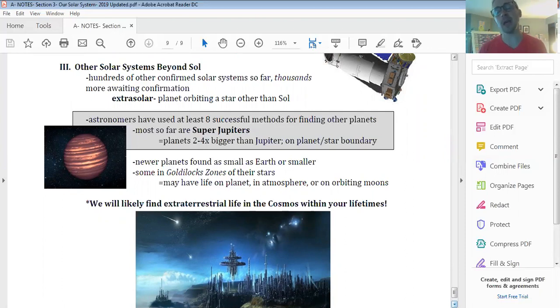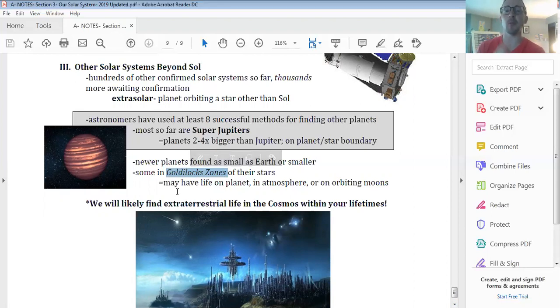So most of the planets have been very large, so we assume they are made of gas and dust like our Jovian planets. But the methods astronomers use are getting better and better, and the planets they're finding are getting smaller and smaller and smaller. They're already finding planets around the size of Earth, if not a little smaller. And what's really exciting is they're beginning to find them in the Goldilocks zones of other stars.